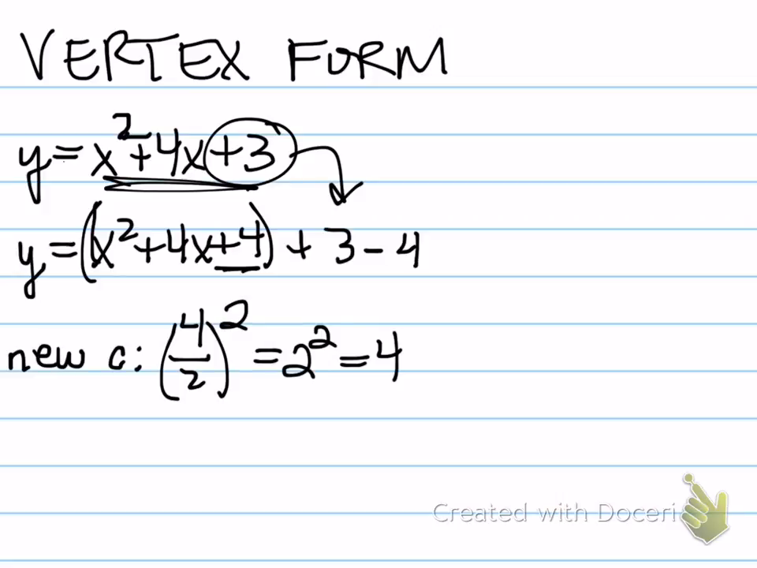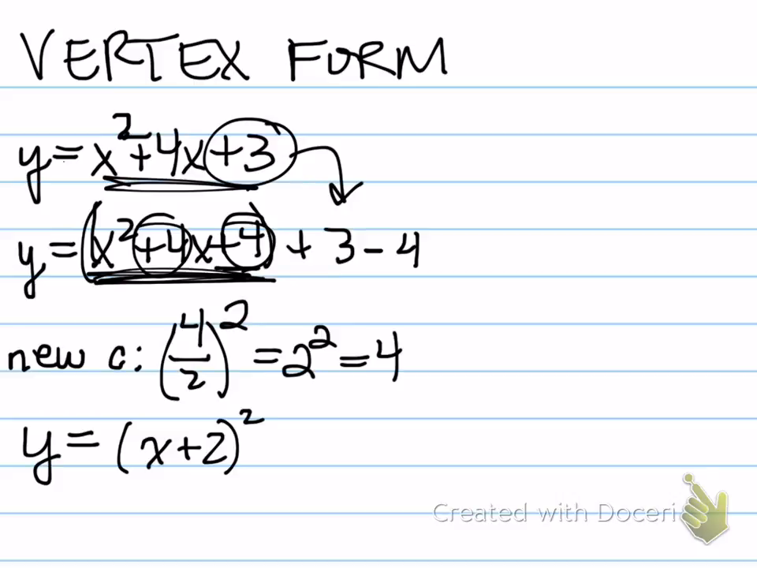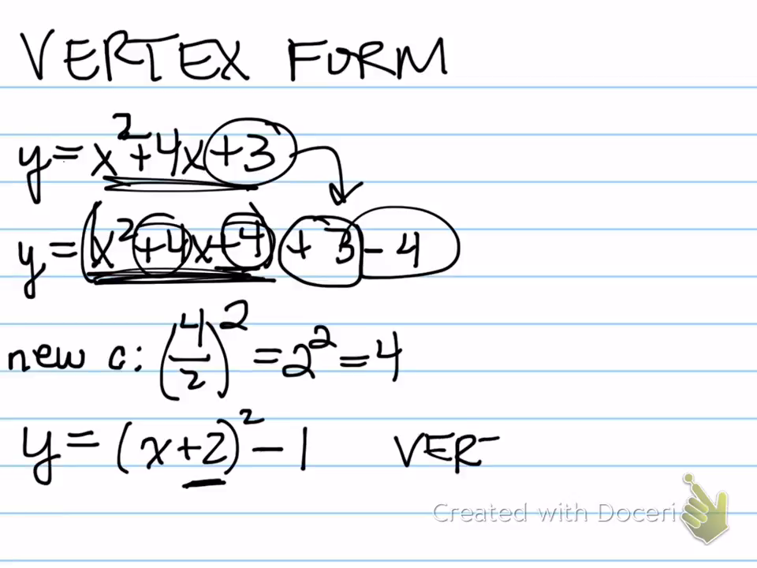And what we're going to get here when we simplify this is we created a trinomial perfect square. The factors of 4 that add up to 4 are 2 and 2. So we get that perfect square binomial. And since we had the plus 3 and the minus 4 at the end, those combine to give us a negative 1. And as we know by interpreting our shifts, the vertex would be 2 to the left and 1 down. So our vertex would be at the point negative 2, comma negative 1.